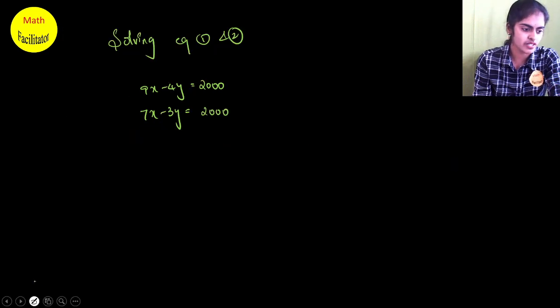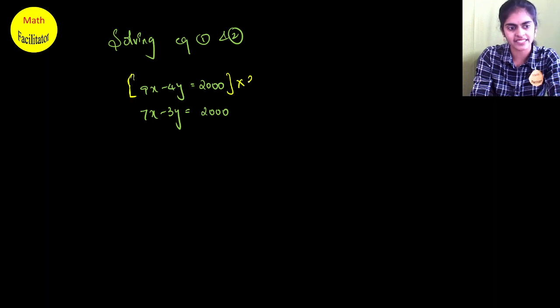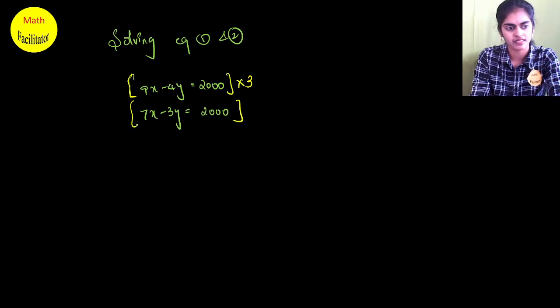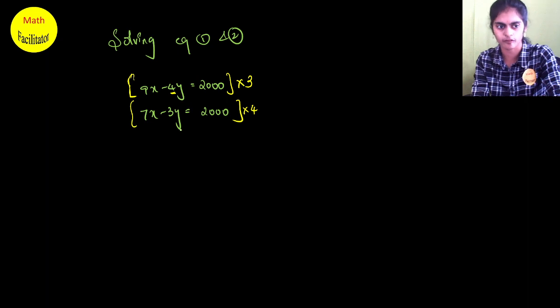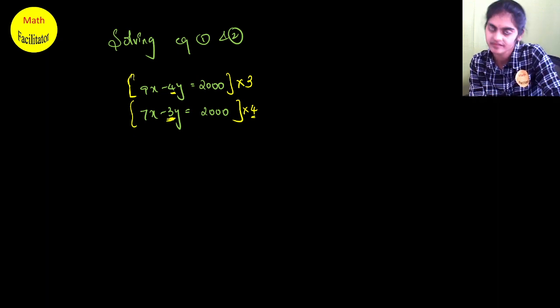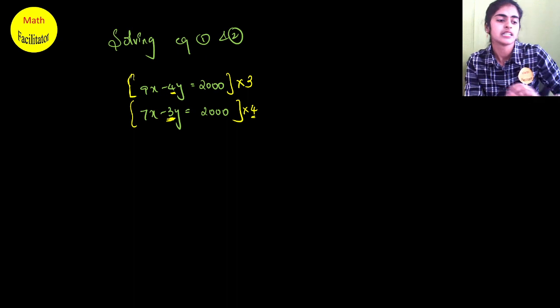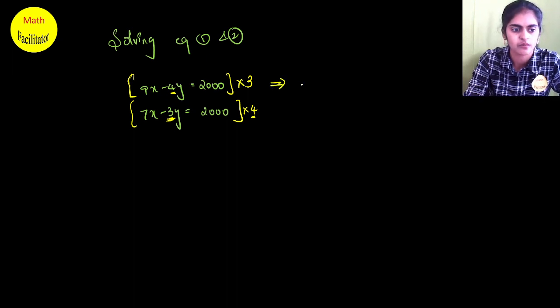Now to solve these two equations, I need to multiply this equation by 3 if I want to eliminate y, and this equation by 4. The first equation you are multiplying by 4, the coefficient of y of the second equation, and the second equation by 3, the coefficient of y of the first equation.